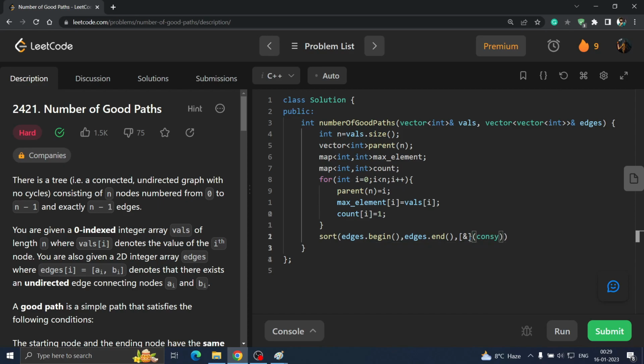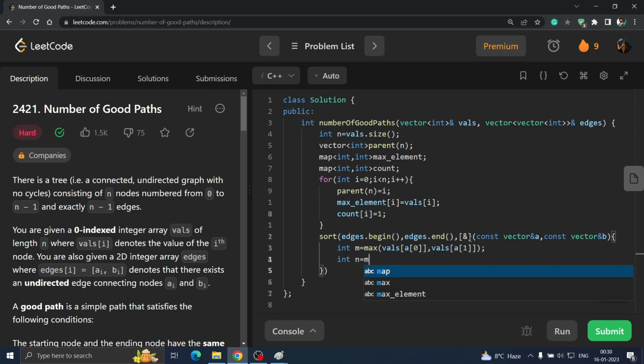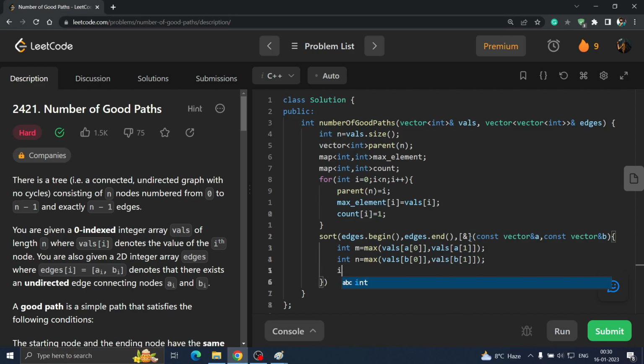and you write constant vector and a, constant vector and b, and you write the return function here, and here you have to get the maximum values. So int m will be equal to maximum value of vals a 0 comma vals a 1, and int n is equal to maximum of vals b 0 comma vals b 1. And when you get the maximum of the two edges, you are going to return m less than n to sort it in ascending order.